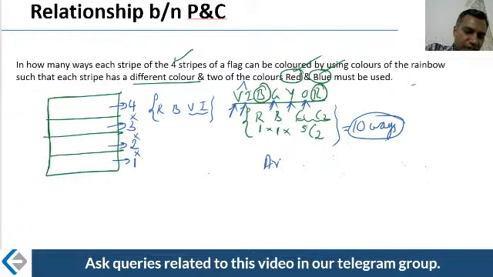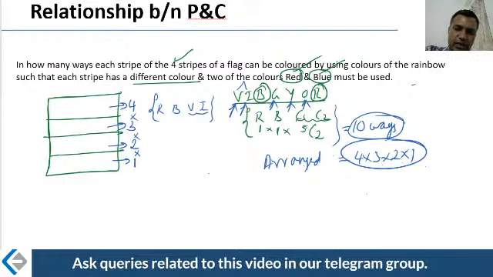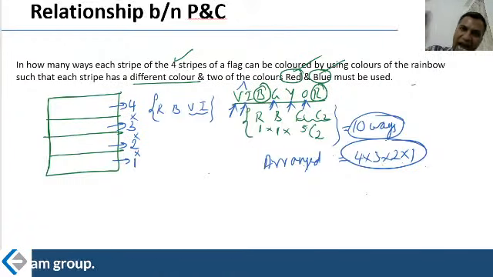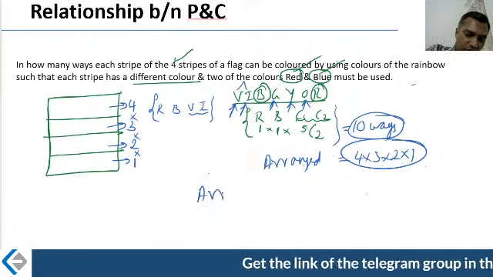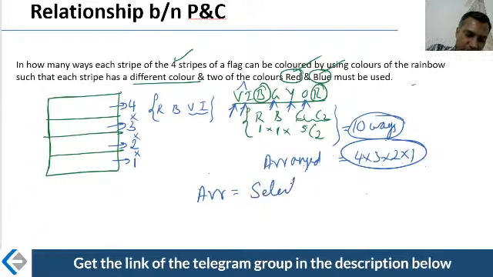Then you arranged those colors. How many ways do you arrange those colors? 4 into 3 into 2 into 1 ways. After selecting, you arrange them in 24 ways, right? 24 into 10. You select and arrange. That's what I said, that the total arrangements are nothing but selections first, and then arrangement of the selected.